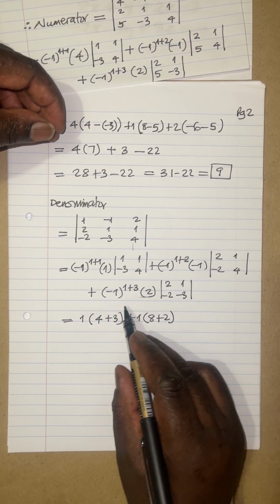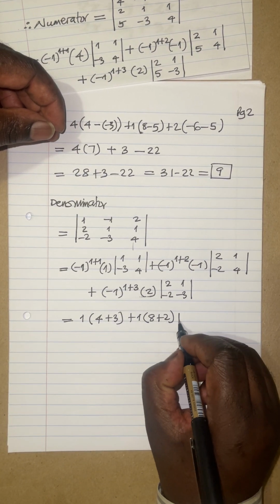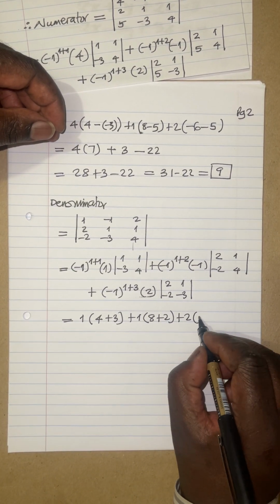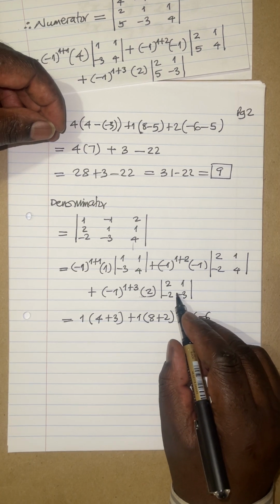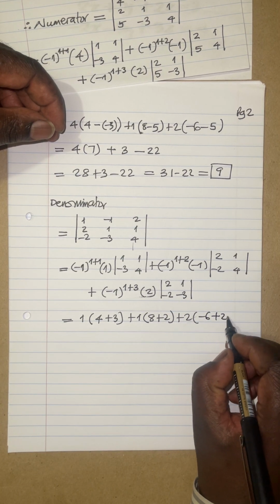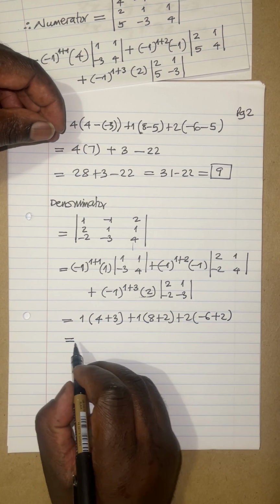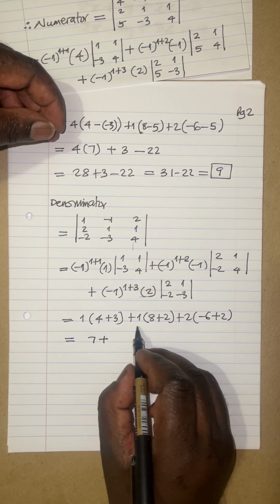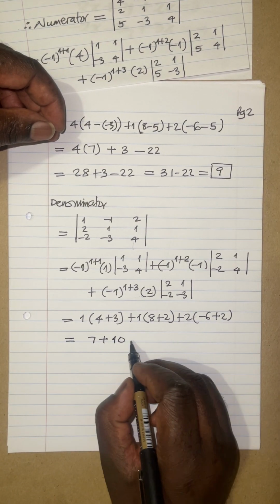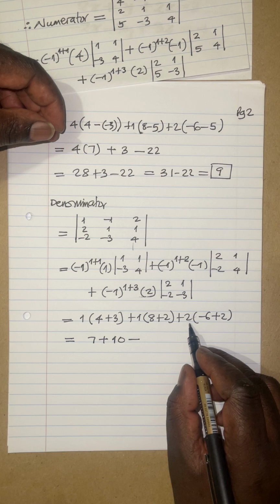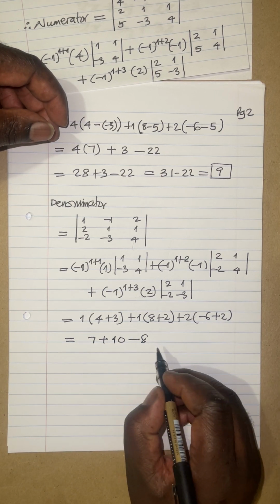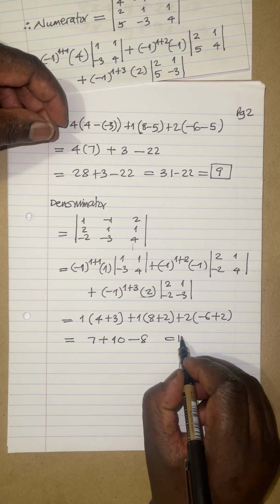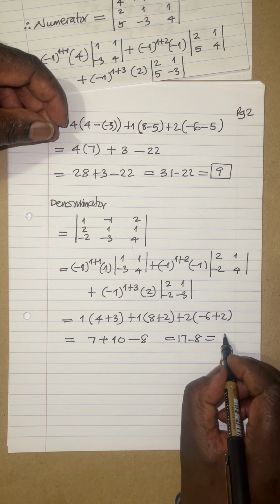And then we are here now. This is positive 1 times 2, which is positive 2, and then this is minus 6, and then minus 2 is going to be plus 2. Right, let's simplify this. This is 7 plus 10, and then minus, because that's minus 4 times 2 is minus 8. And this, when you do the maths, is 17 minus 8, and the answer is 9.